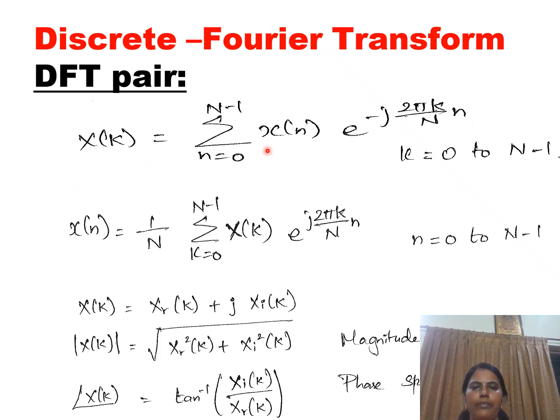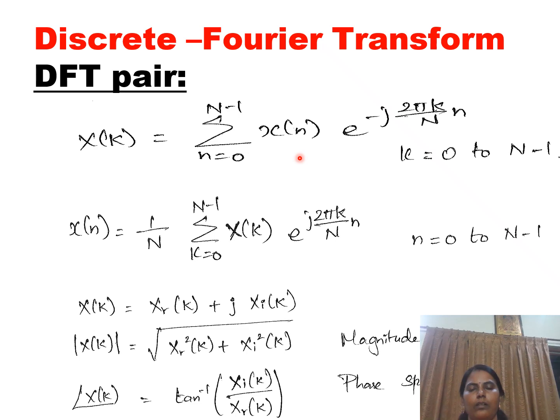X of k equals summation n varies from 0 to capital N minus 1, x of n into e power minus j 2 pi by N into kn. So what is the formula for DFT? The DFT formula is X of k equals summation n varies from 0 to N minus 1, x of n into e power minus j 2 pi n. Here that DFT is sampled at the rate of N, and we get the discrete time Fourier transform. So this is the formula for discrete time Fourier transform.